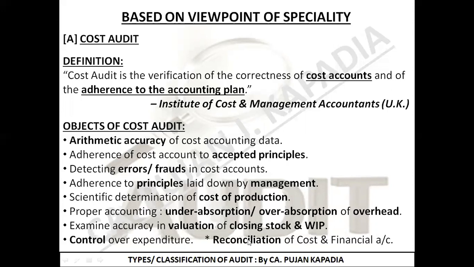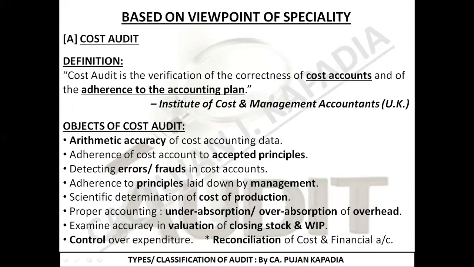And last is reconciliation of cost and financial accounts. As I have told you in the last lecture, there are certain items which we record in costing, but we do not record in our normal financial accounting. And at the same time, there are certain items that we record in the normal financial accounting, but we do not record in the cost accounting. So basically, as a cost accountant, I need to reconcile both the profits, that is as per costing and as per financial accounting. So basically, all these are the objectives of cost audit.